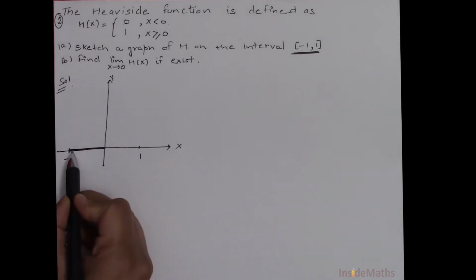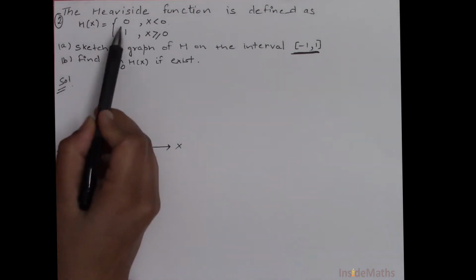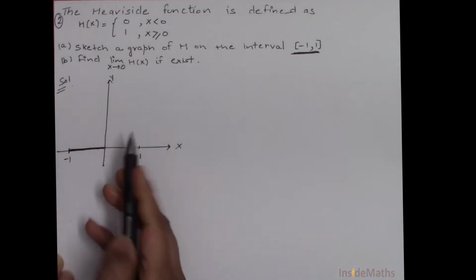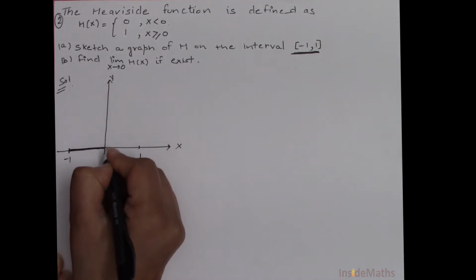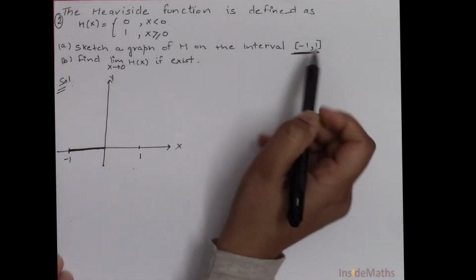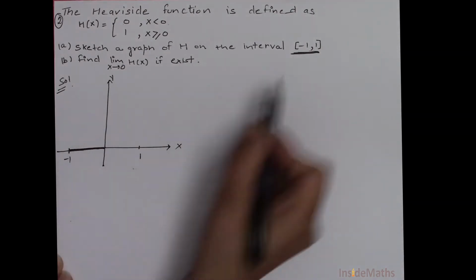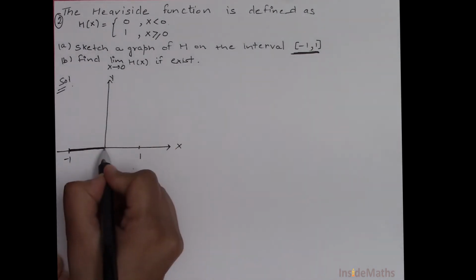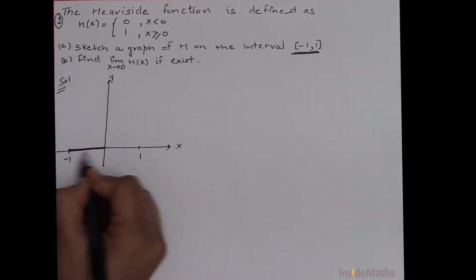When x is less than 0, h of x is 0. And now when x is greater than or equal to 0, that means from this point to 1, because we have to sketch the graph on the interval -1 to 1. Now when x is equal to 0 and greater than 0, h of x is 1.